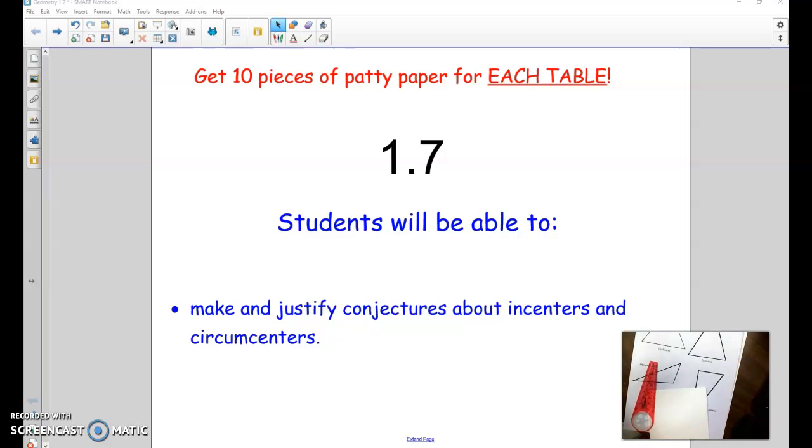All right, guys, this is lesson 7 of topic 1. This is our last new lesson of the topic 1, and so you will be having a review tomorrow and the test the next day.